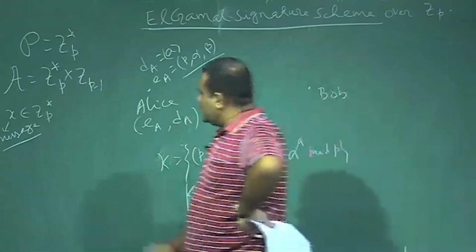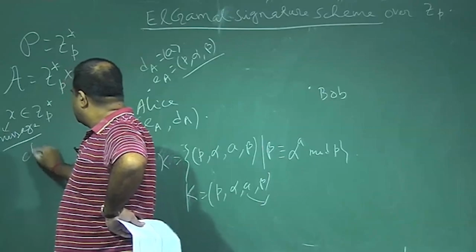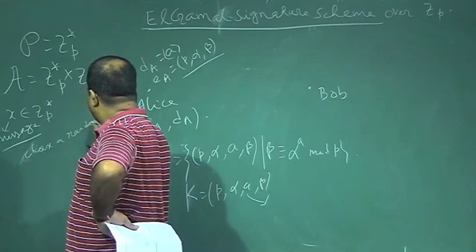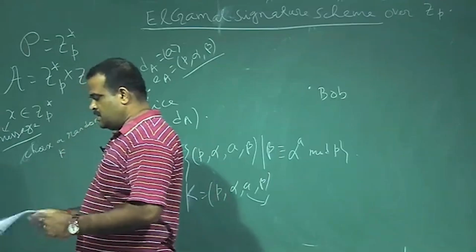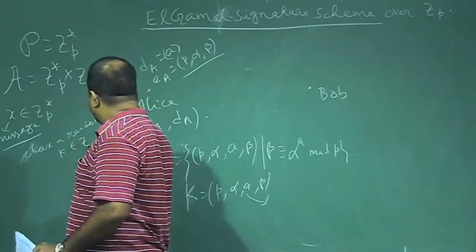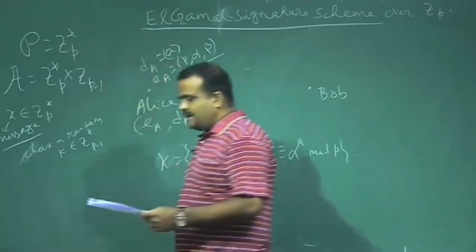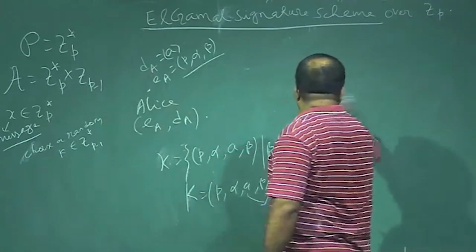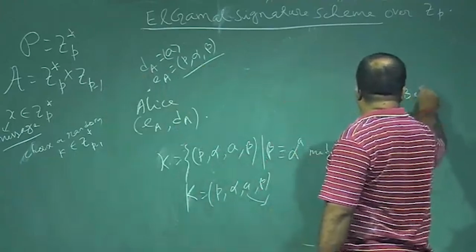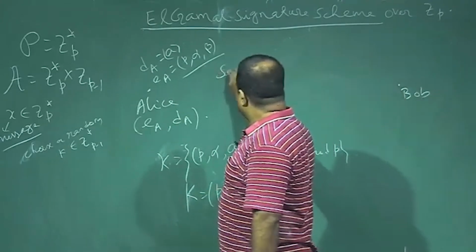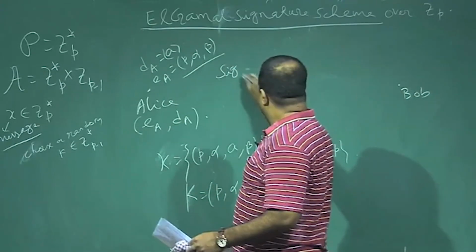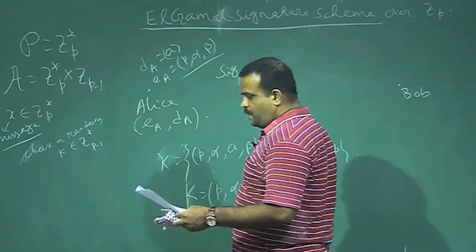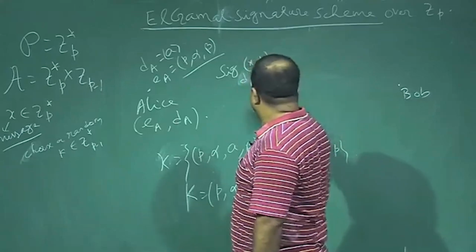So, Alice can choose a random number k from Zp minus 1 star. So, this is a random number Alice is choosing, and then Alice is signing the message. So, here is Bob. Now, Alice is signing the message using this capital K, using sig of a, x comma k.